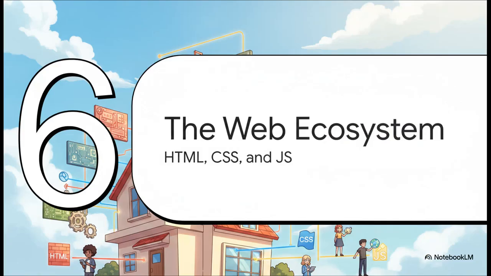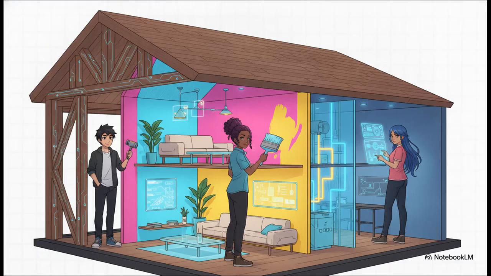Section 6. The web ecosystem, HTML, CSS, and JS. Let's step back for a second, look at our finished house, and see how everything connects. Here is the mental model you should absolutely take away from this explainer. HTML provides the structural foundation and the real meaning of your content. CSS acts as the interior design, the paint, the fonts, and the layout. JavaScript is the plumbing and the electricity. It's what makes the house actually do things when you flip a switch.